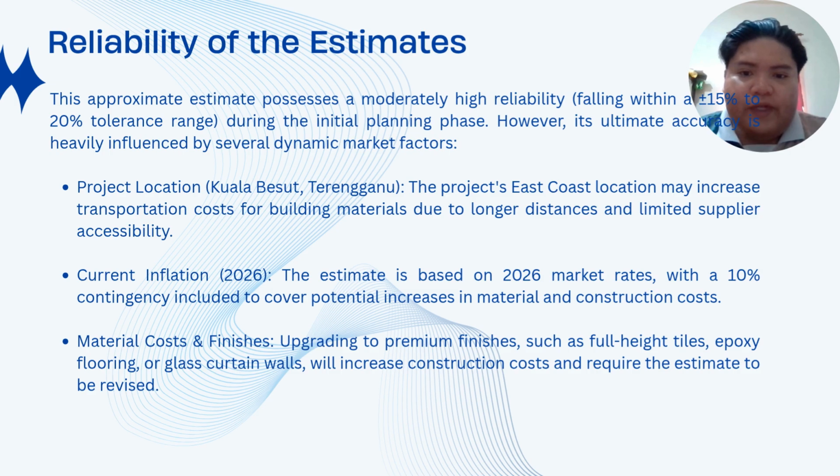Next, current inflation 2026. The estimate is based on 2026 market rates with a 10% contingency included to cover potential increase in material and construction costs. Next, material costs and finishes. Upgrading to premium finishes such as full height tiles, epoxy flooring, or glass curtain walls will increase construction costs and require the estimate to be revised.